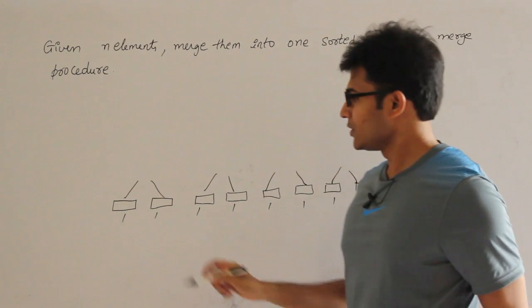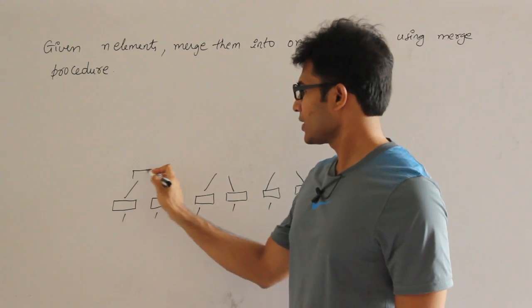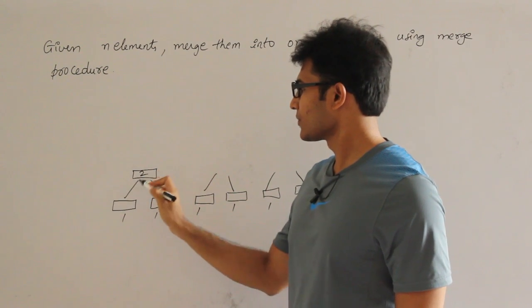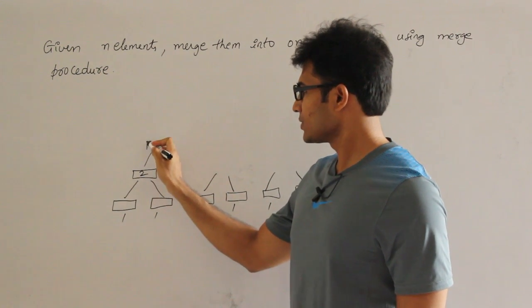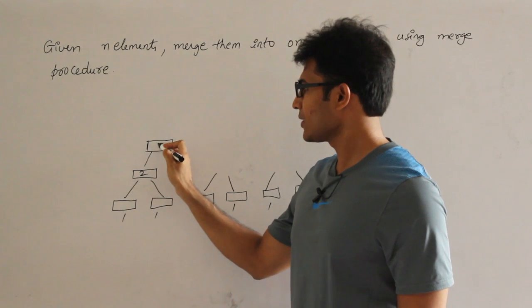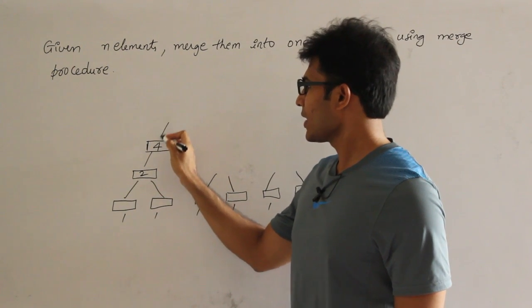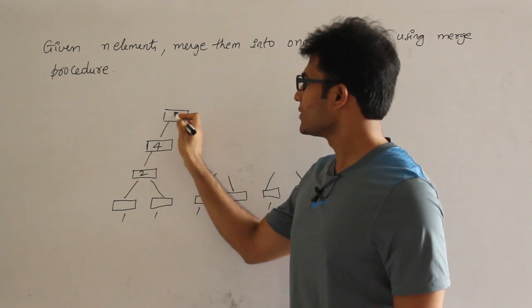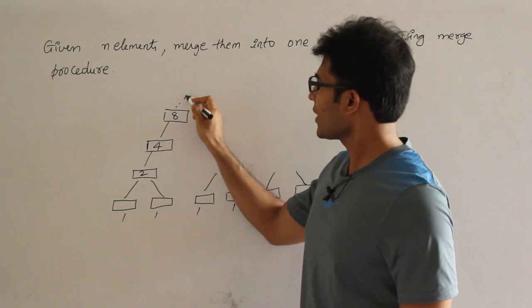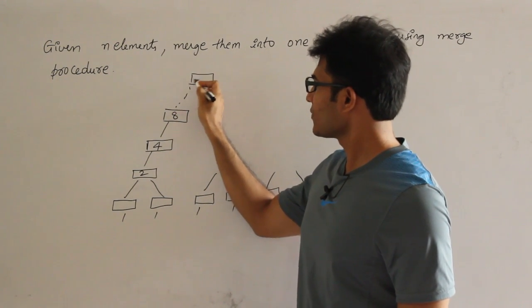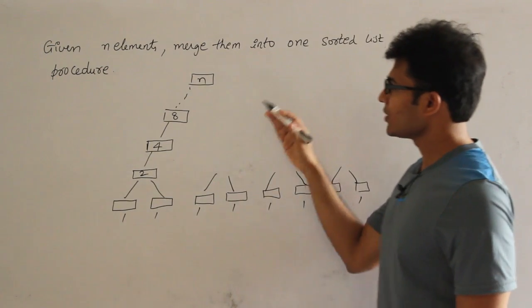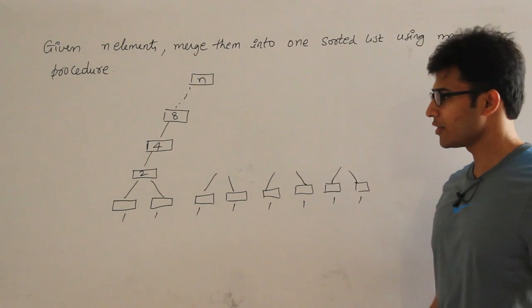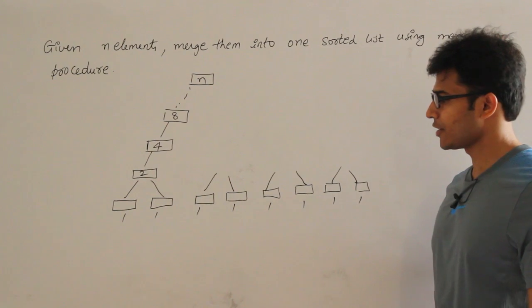Now these two lists will be merged and then I will get a list of size 2, and again two lists each of size 2 will be merged and then I will get a list of size 4, and then a list of size 8. So on, until I get the single list of size n. Then what is the total work done? That is what we want to find out.